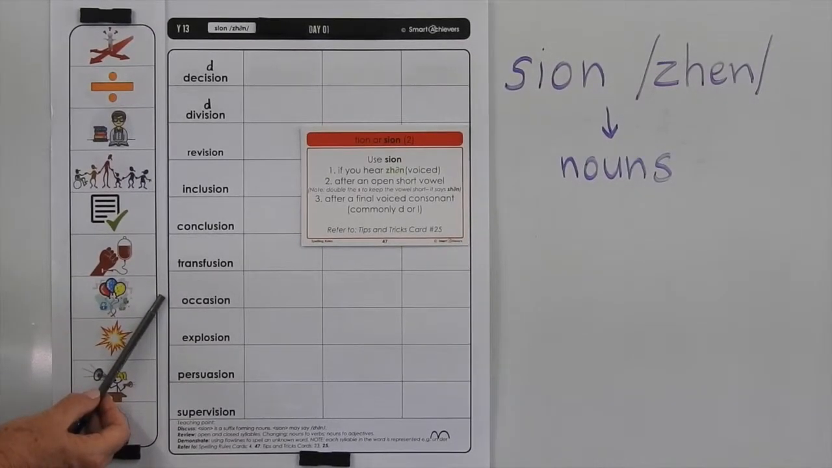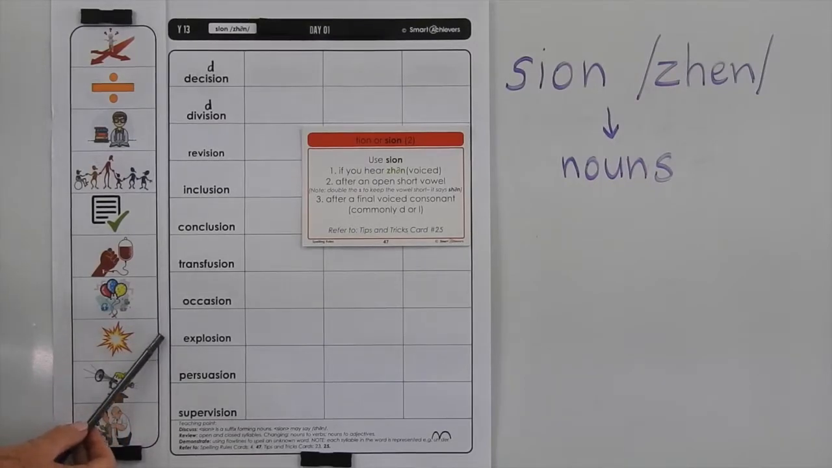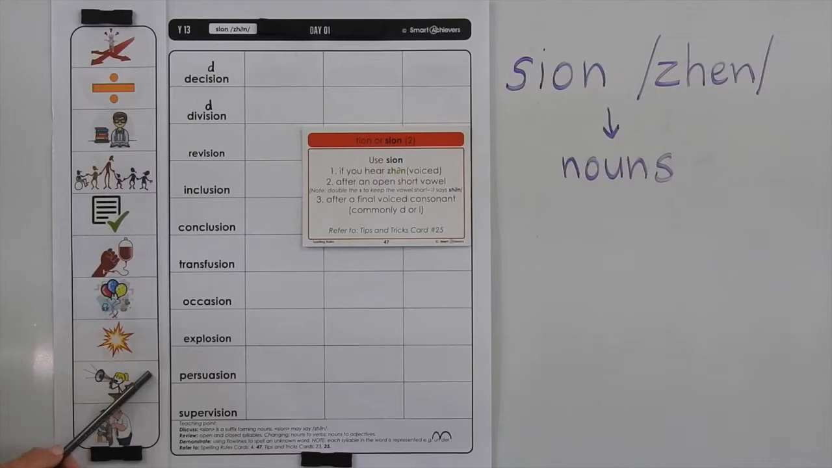Occasion is a particular event or the time at which it takes place. Explosion is a violent shattering or blowing apart of something as is caused by a bomb. Persuasion is the act of convincing, and supervision is the act of managing and directing.